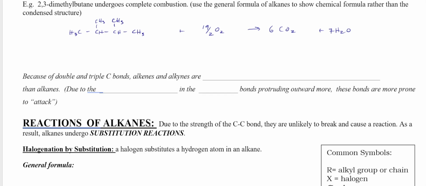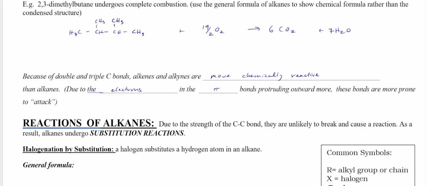Because of double and triple carbon bonds, alkenes and alkynes are more chemically reactive than alkanes. And this is due to the electrons in the pi bonds protruding more outward. These bonds are more prone to quote-unquote attack. So that's the location of overlap, or the correct orientation when we talk about chemical reactions. It happens at the double or triple bond. So let's bear that in mind when we look at alkenes and alkynes. The double and the triple bonds will be the site of chemical reactivity.